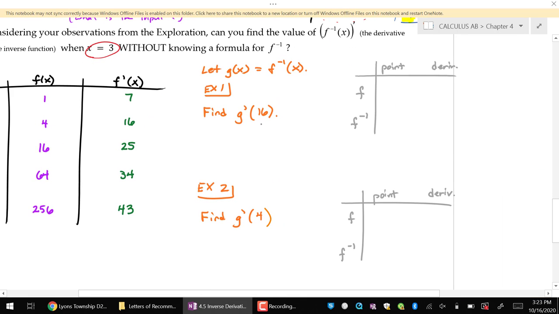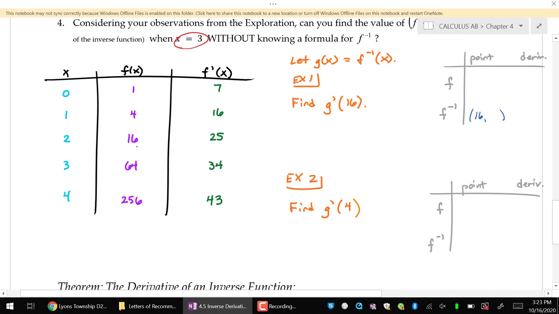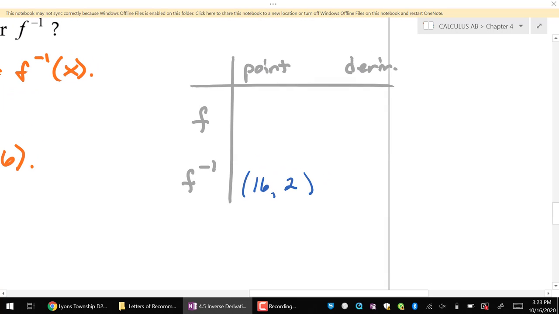So we're going to be given a point. In this case, for example 1, my point is 16. So my inverse point will be 16, comma, something. Let's find out what the match is to 16. And remember that we're on an inverse right now, which means 16 is an output. What was the input that gave me 16? It looks like the match there would be 2. So 16, comma 2 is the inverse point. Now, we're going to start there and move back to the function. If the point on the inverse is 16, 2, then the point on the function must be 2, 16.